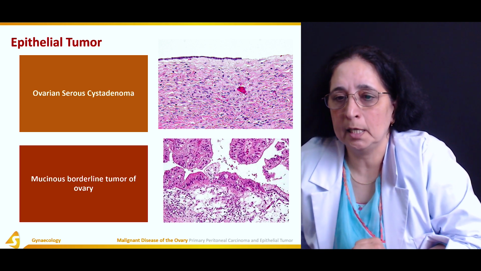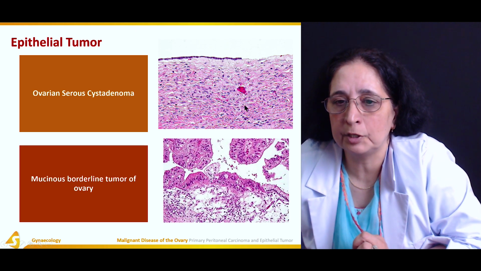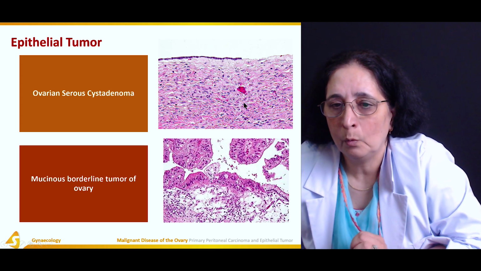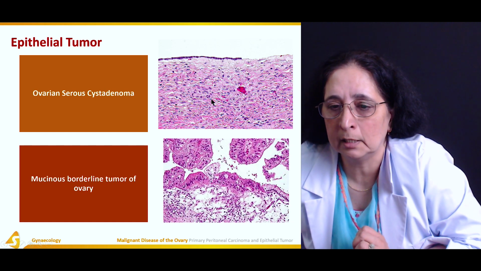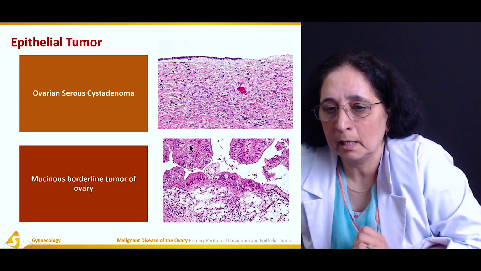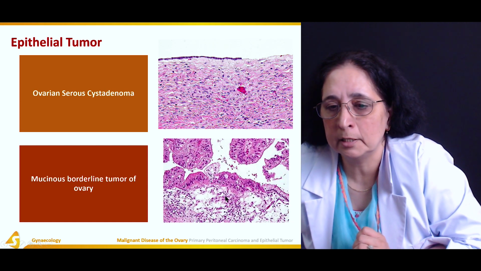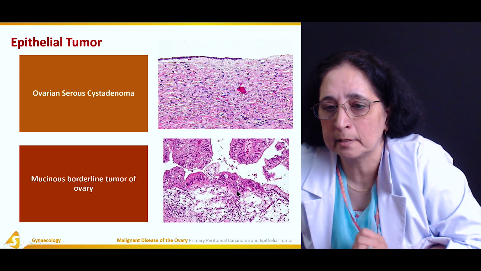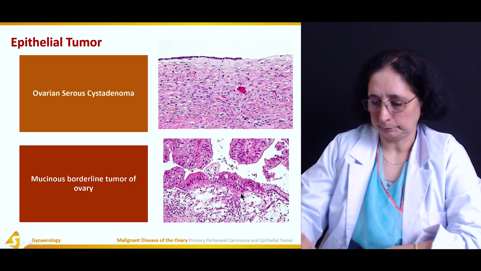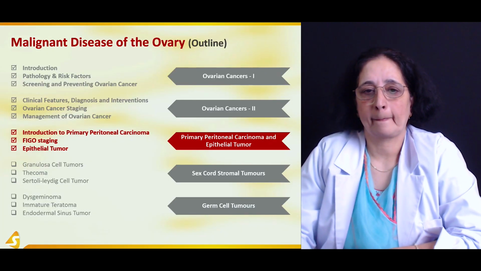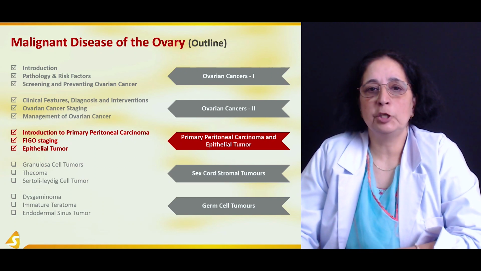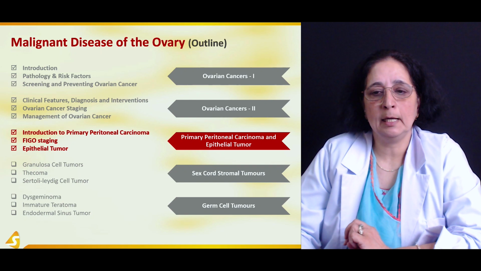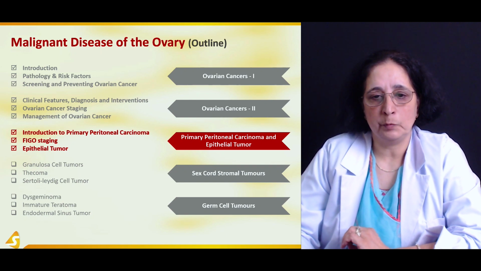And you can see in these histological pictures the difference: one is small cells, and the other the glands are very big. These glands are enlarged, and you can see the mucinous secretions inside. So that was about the primary peritoneal carcinoma and the epithelial tumor.